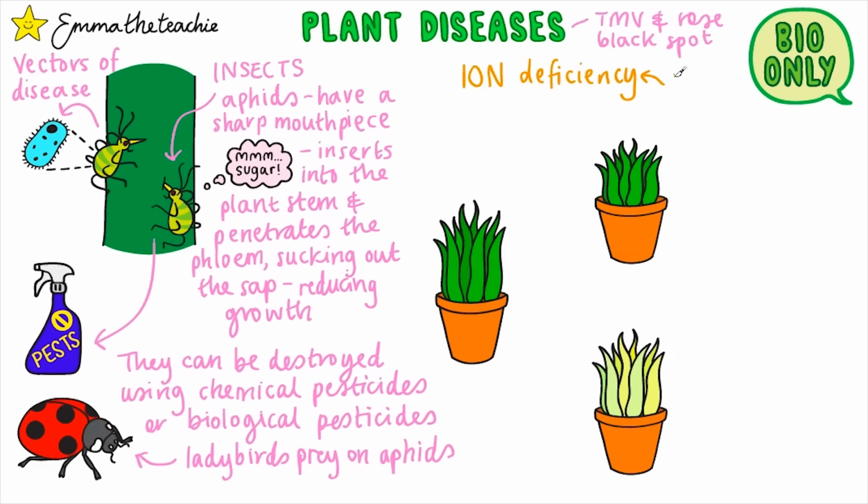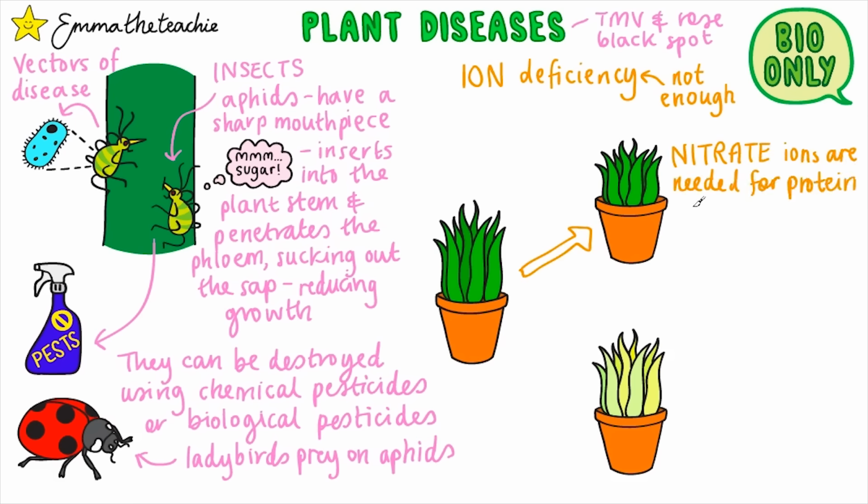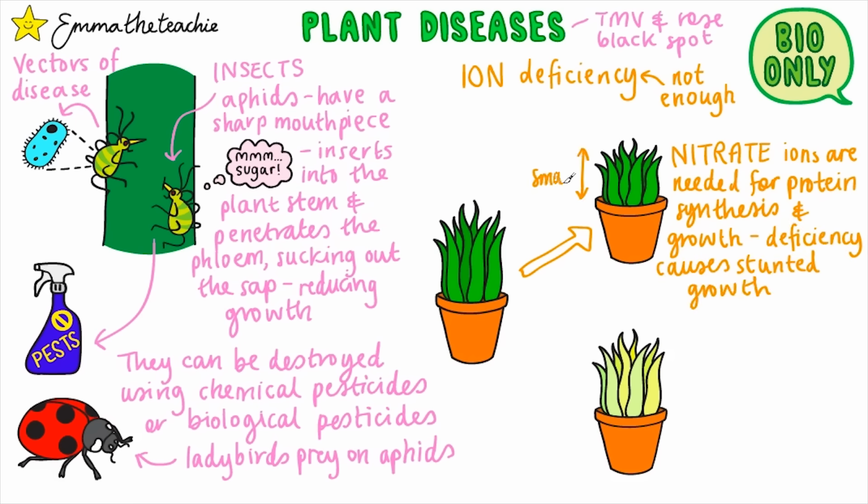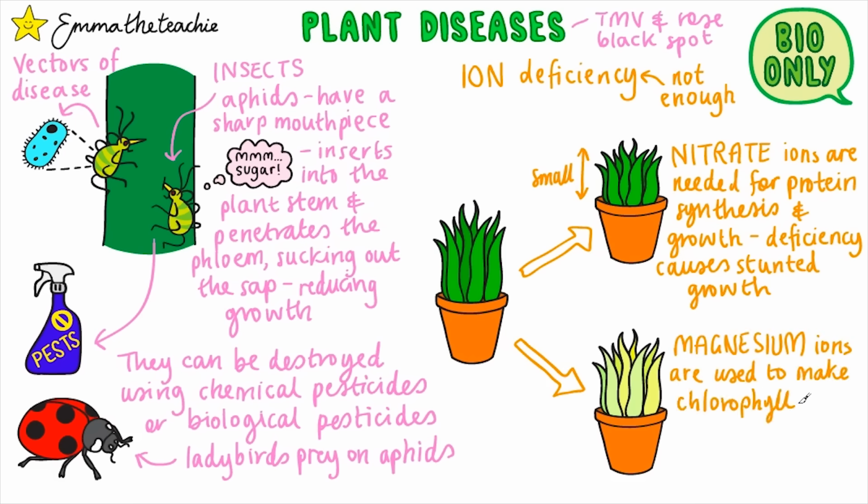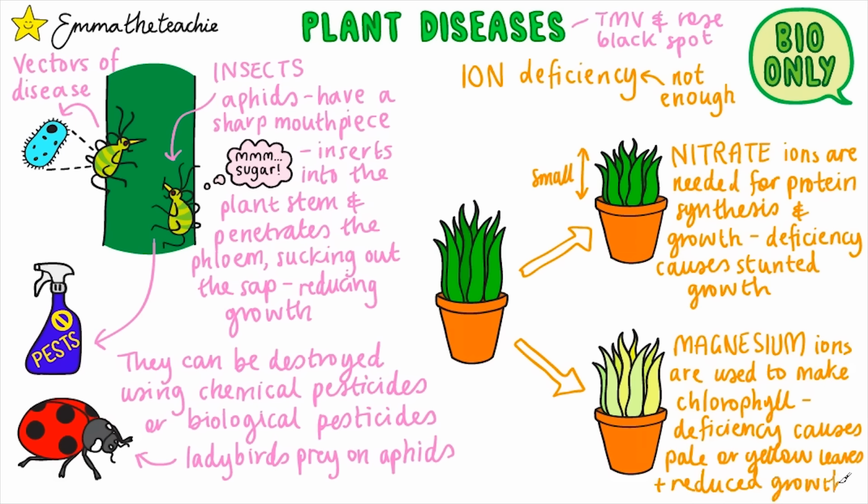Ion deficiency can also damage plants. This is when the soil doesn't have enough of certain ions, and there are two you need to know. Nitrate ions are needed for protein synthesis and therefore growth, so nitrate ion deficiency causes stunted growth, i.e. the plant is smaller. Magnesium ions are used to make chlorophyll. When there isn't enough magnesium, less chlorophyll is made and the leaves look pale or yellow coloured. There is reduced growth as a result. This condition is called chlorosis.